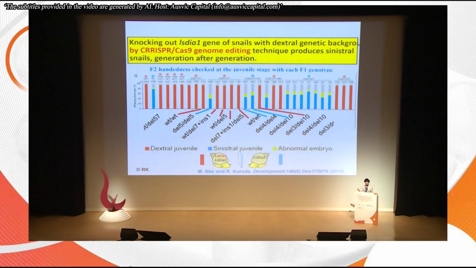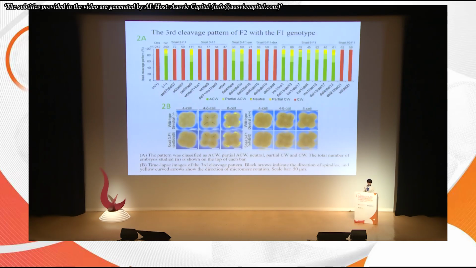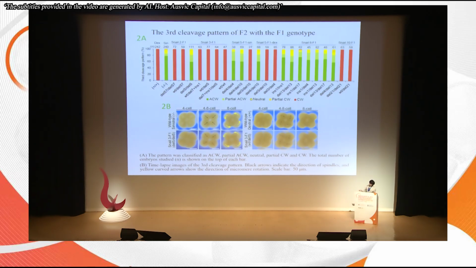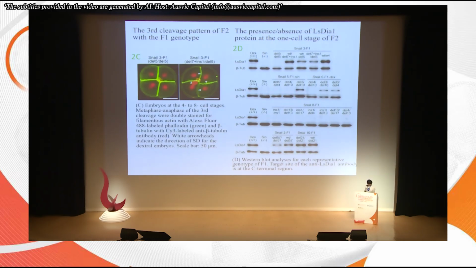And it goes to the next generation. Now it's the F17 generation. No exception, it keeps producing sinistral snails. Otherwise, completely dextral ones. And also the anti-clockwise rotation, clockwise rotation, and also SDSI match with this. And also if you check the antibody, again it's really clear-cut. With del3 or del5, you don't have this protein, but if it's del3, del10, or wild type, yes, it shows, so it's very clear-cut.